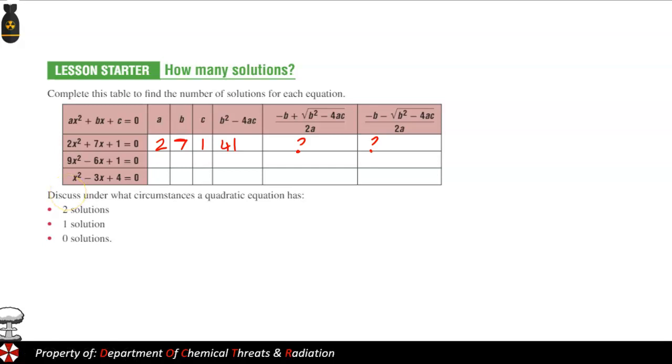So from this table, see if you can work out a pattern. Is there a common theme at which a quadratic has two solutions, it has one solution, and it has no solutions? So what do you notice about this table? What kind of things are following a pattern where we only have one, two, or no solutions?